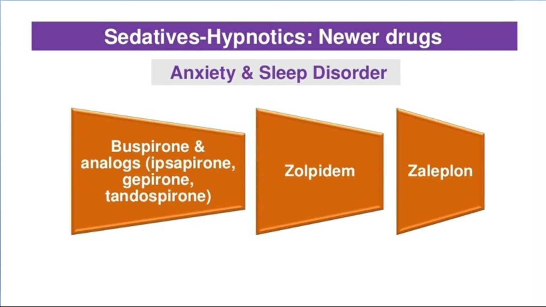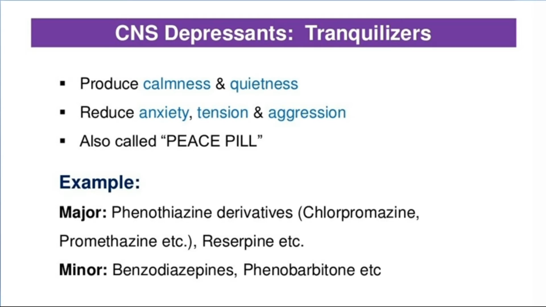Sedative hypnotics, newer drugs, for anxiety and sleep disorder. We can give buspirone and analogs, ipsapirone, gepirone, tandospirone, zolpidem, and zaleplone. CNS depressants, tranquilizers: they produce calmness and quietness, reduce anxiety, tension and aggression, also called peace pill. Example: major tranquilizers, phenothiazine derivatives such as chlorpromazine, promethazine, etc. Then reserpine, etc.